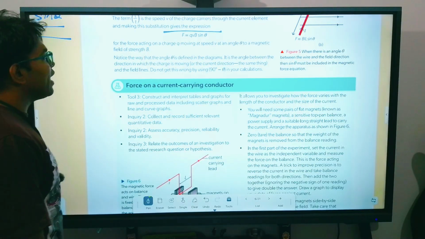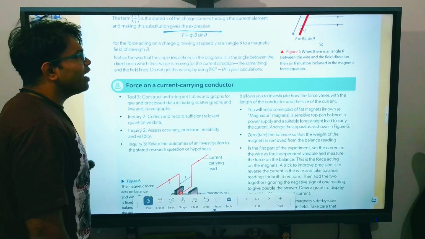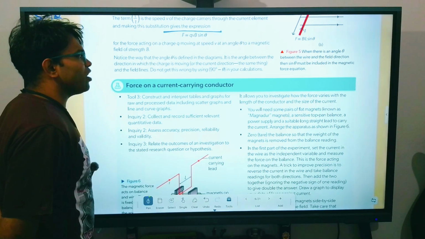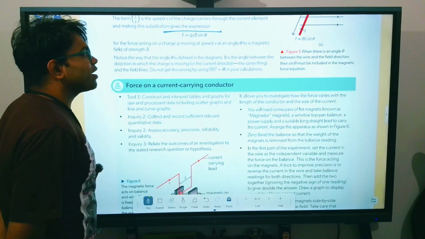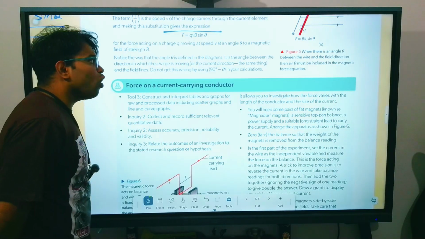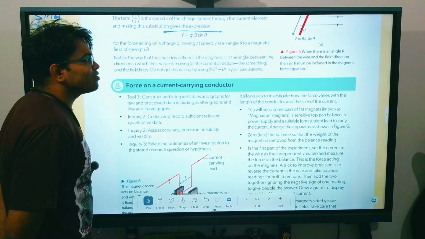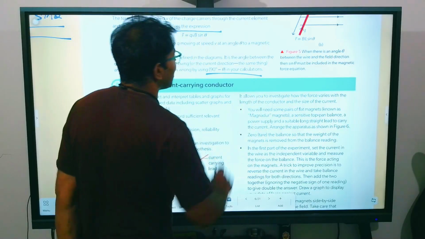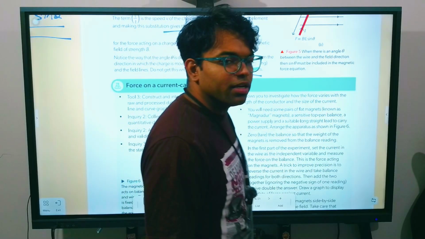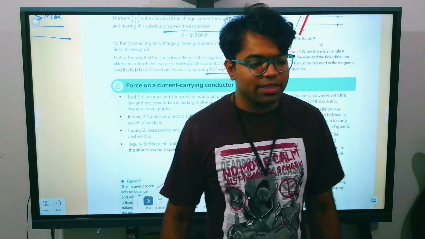Notice the way that the angle theta is defined in the diagram. It is the angle between the direction in which the charge is moving, or the current direction, the same thing, and the field lines. Do not get this wrong by using 90 minus theta in your calculation. It is always going to be theta. Understood? It is always going to be your theta.